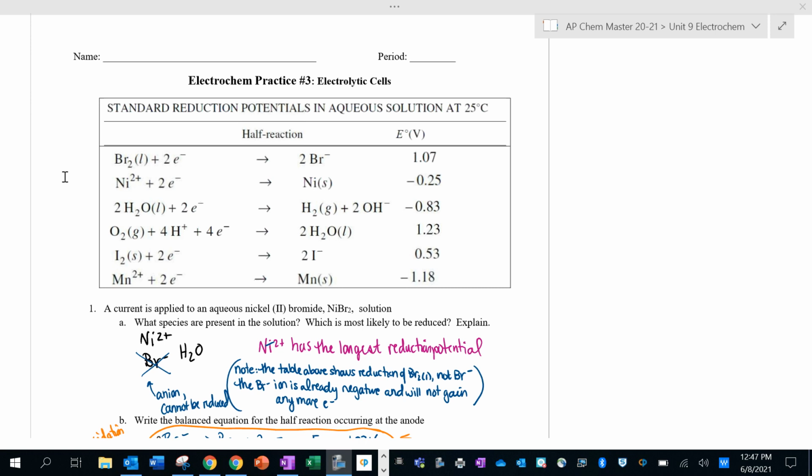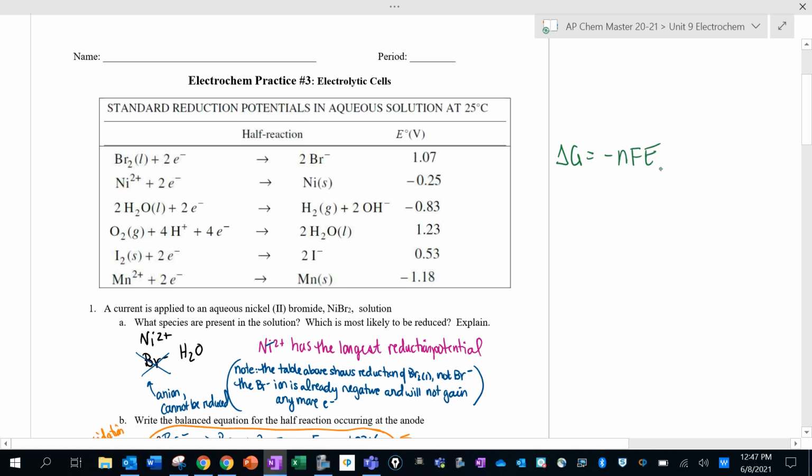And then again, just as a quick refresher, we know this relationship: delta G is negative nFE. So the more positive the voltage, the more favorable the reaction is. This is how we're going to figure out which reaction is going to occur. The one with the larger voltage is going to be the most favorable reaction. So that's our thought process we're going to apply here.